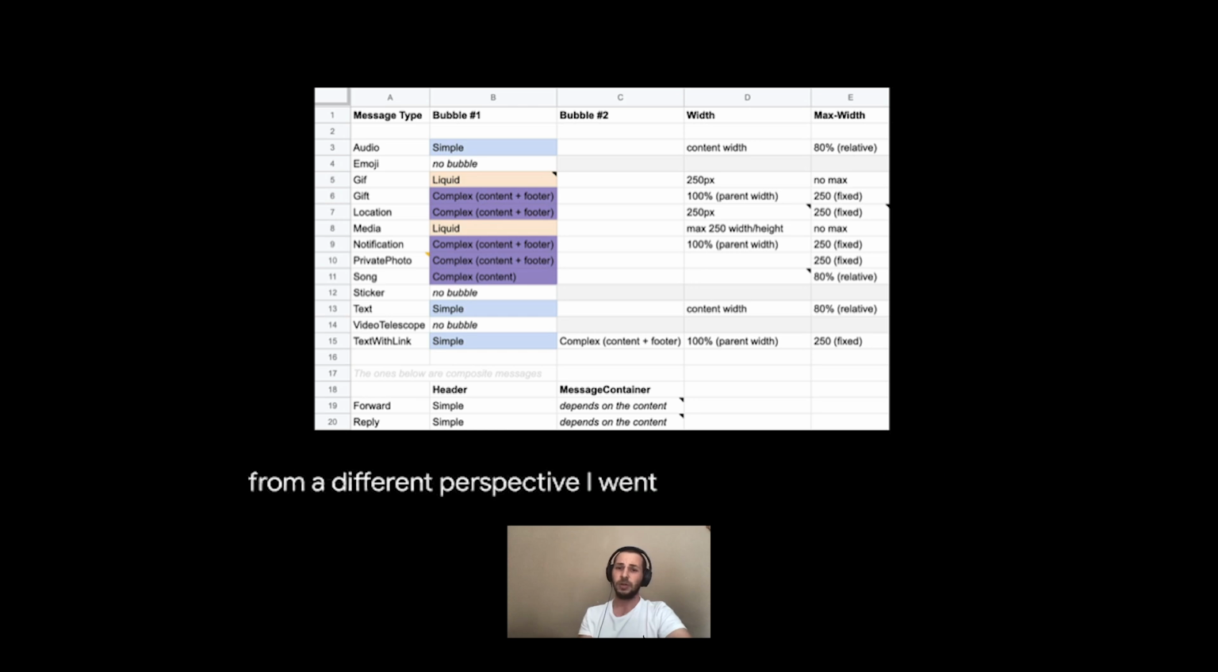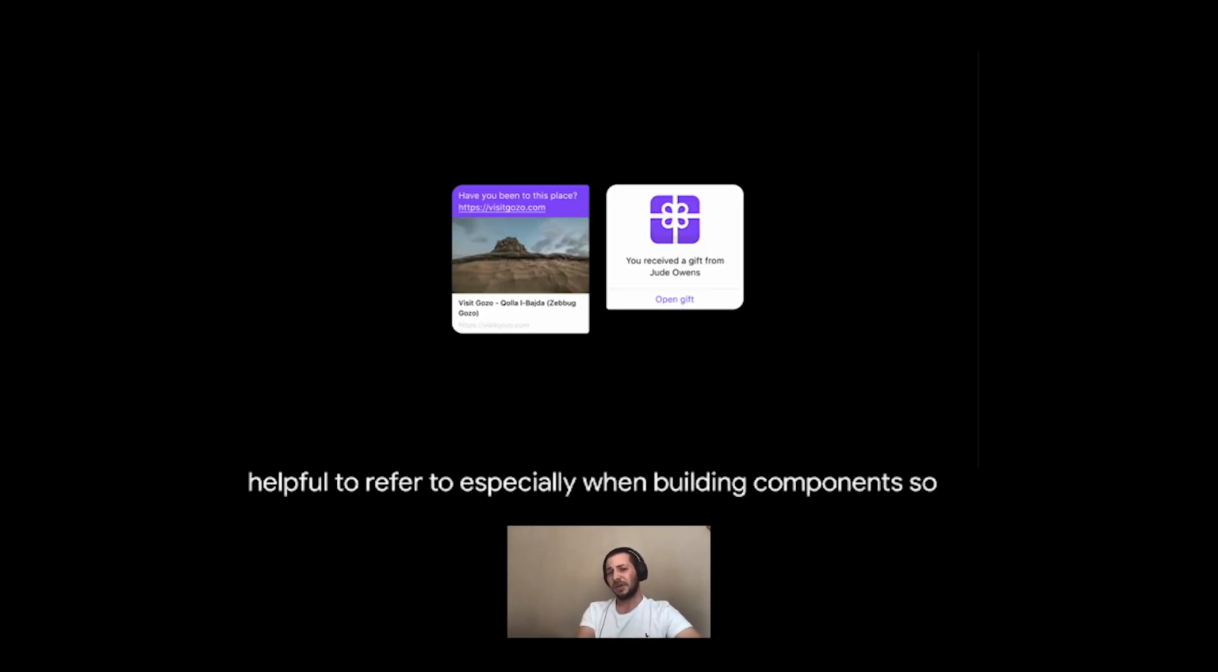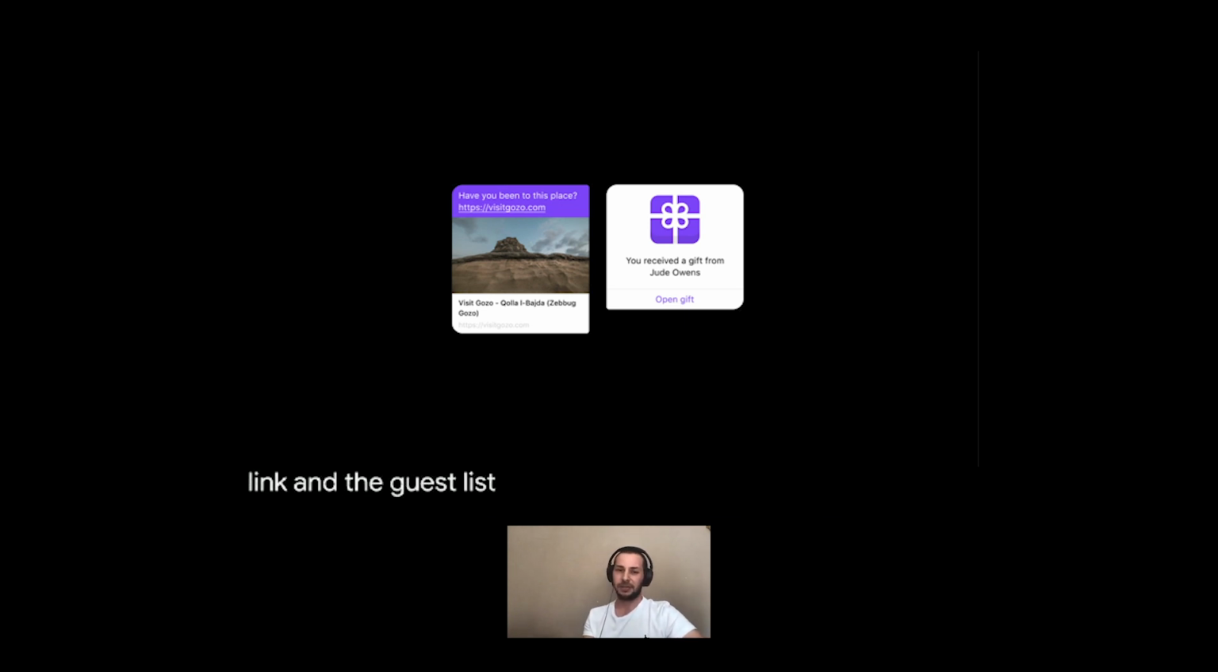I went over all the types of messages and took note of everything, including the behavior and which components each type of message is using. I personally find that doing a thorough investigation of the component is very, very helpful to refer to, especially when building components in Figma. So, do you remember the components I showed you a few minutes ago, the text with link and the gift? So let's try to recreate them in Figma.